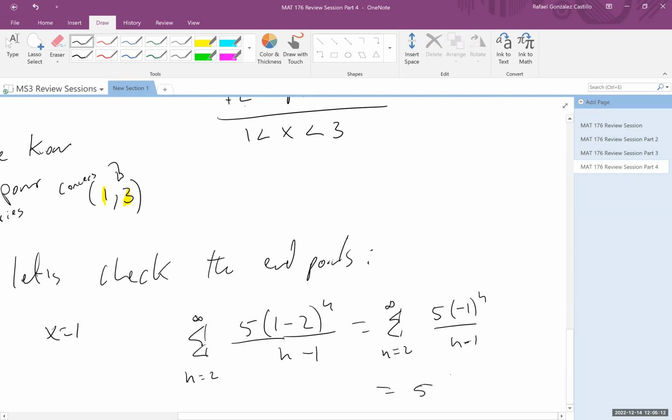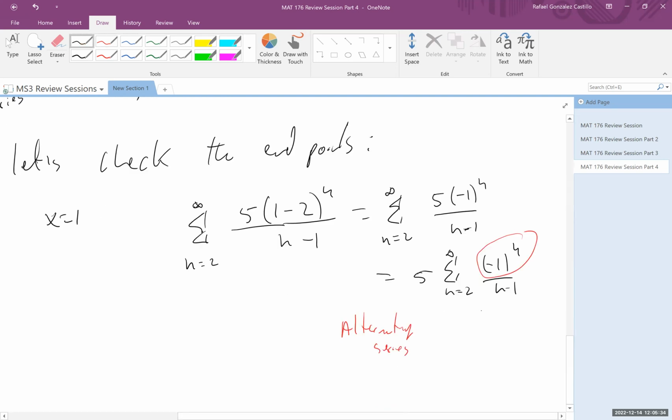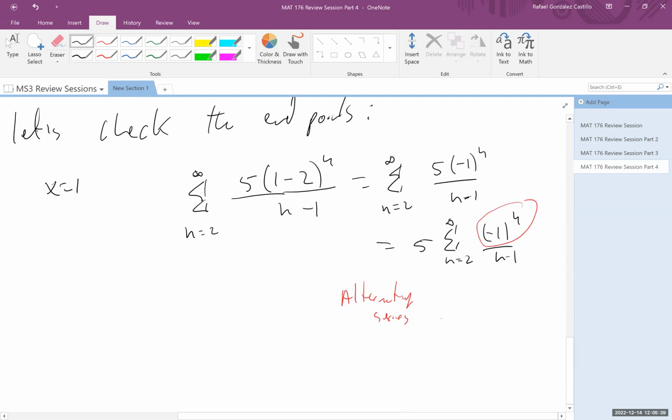So this is 5 times the series from n equals 2 to infinity of (negative 1) to the n over n minus 1. And guess what? This is an alternating series. By the alternating series test, this converges, because the denominator is going to 0 while the top is alternating. It's an alternating series, so it converges by the alternating series test.